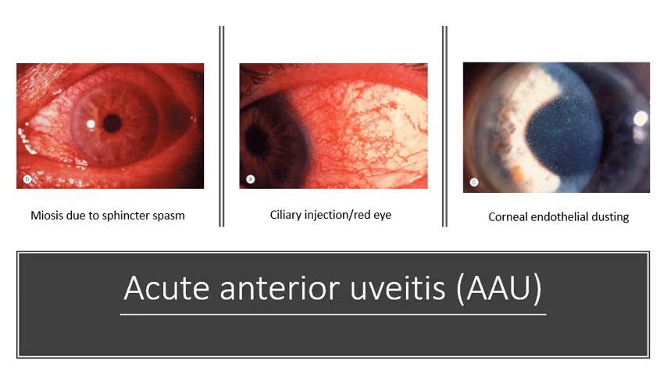So the 3 images on the slide show miosis on the left due to sphincter spasm. So remember I said anterior uveitis can involve the ciliary body, and so the ciliary body is bunched up there, and the iris is bunched up, and the sphincter is closed up. You can also get ciliary injection or red eye and corneal endothelial dusting in the picture on the right hand side.